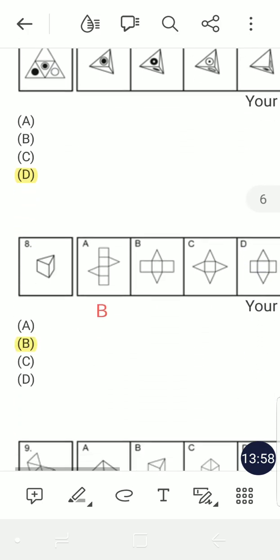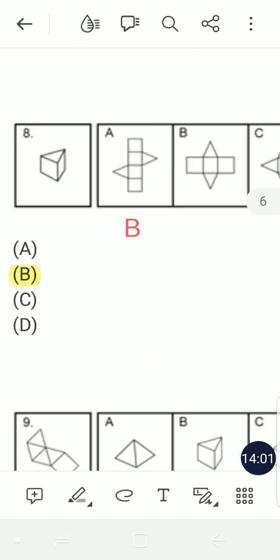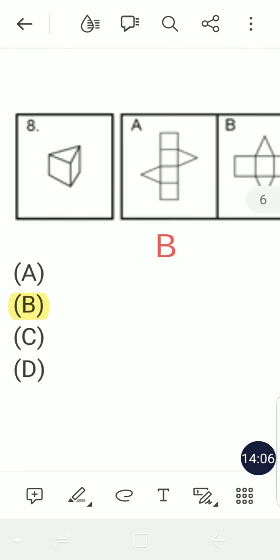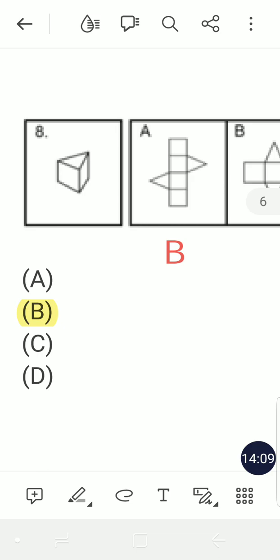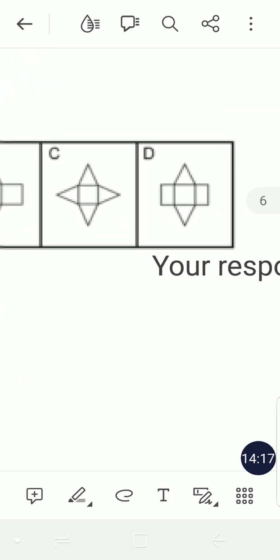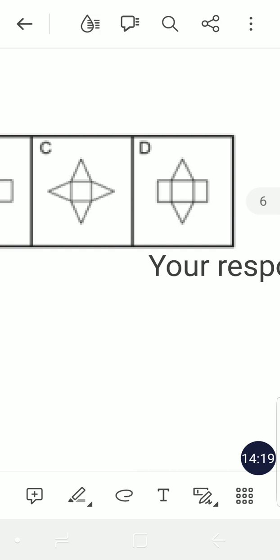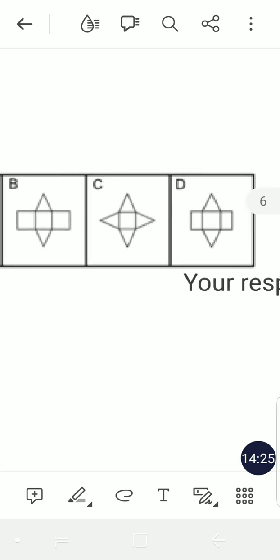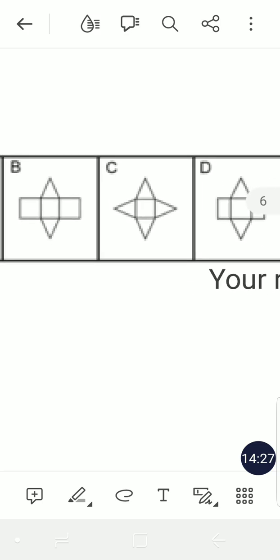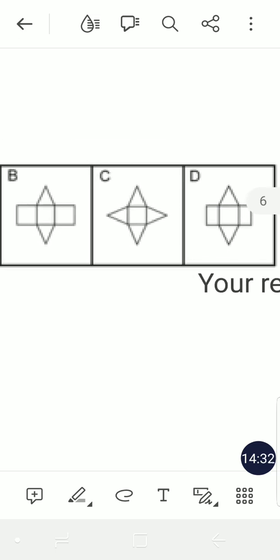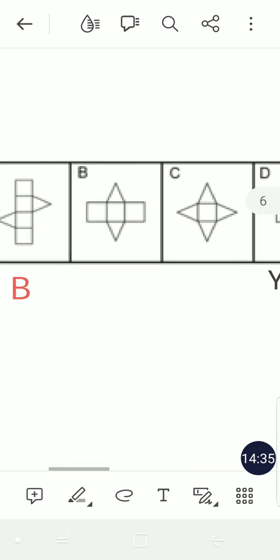Okay, number 8. I think this is one of the easiest questions. It's a slice of cake. See, now we verify the choices here. If you count the sides, there are 5 sides on all of them. B, C, D have 5 sides. So that means it will not close, it will open. So they're all wrong choices.